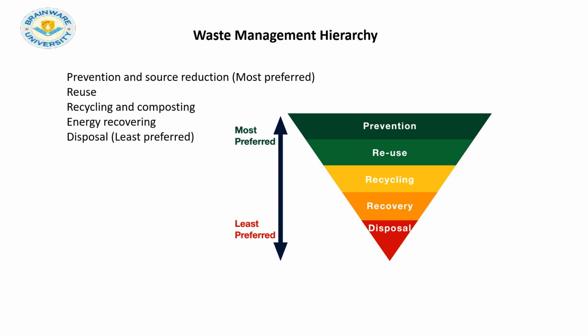Now, in the waste management hierarchy, the most preferred part of waste management is prevention of solid waste generation and source reduction. Second most preferred is reuse of the solid waste generated. Third is recycling and composting. We will be discussing composting in detail in the later part of the presentation. Then energy recovery, like renewable fuels, if they can be generated from solid waste decomposition, and the least preferred is disposal.